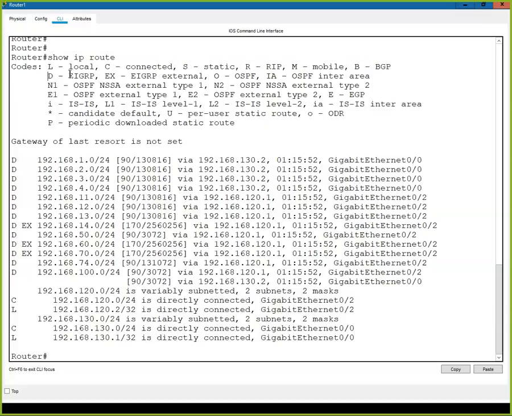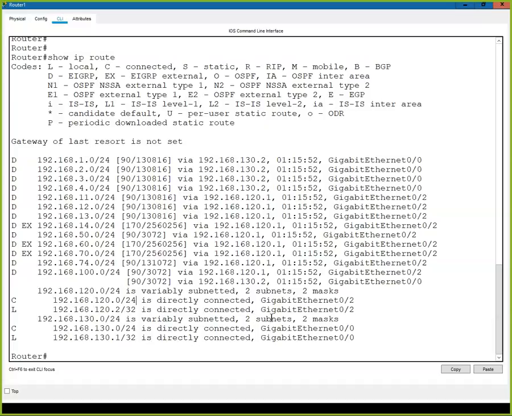If we go up here and look, D is EIGRP. The codes are listed in the show IP route. L is local, C is connected. The local, if you go down here, again has a 32-bit mask, which means it is a single IP address. It would be a host address if we were on a computer. But it is an IP address that's associated with the C address, the 120 over here, .0/24. So it's going to be a class C network address.